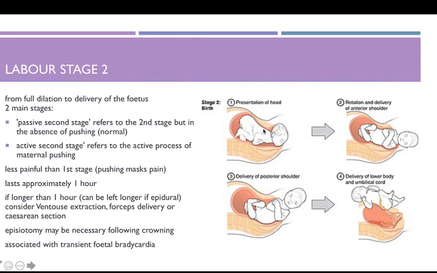So you can see here the presentation of the head. You get rotation and delivery of the anterior shoulder, delivery of the posterior shoulder, and then delivery of the lower body and the umbilical cord. So those are the different parts of stage 2.